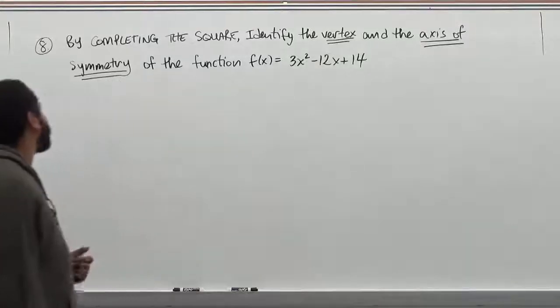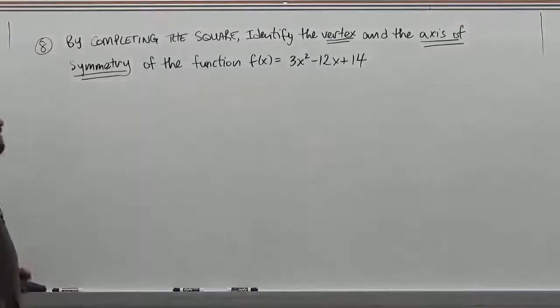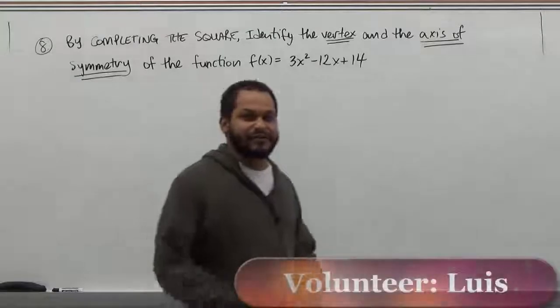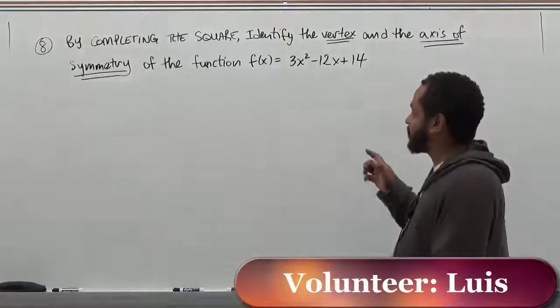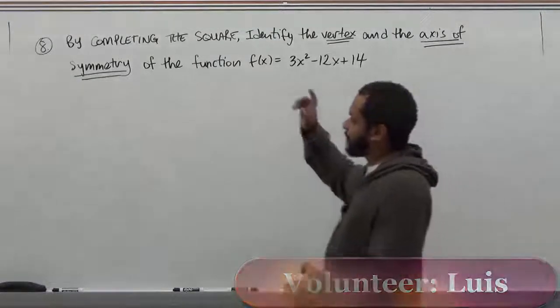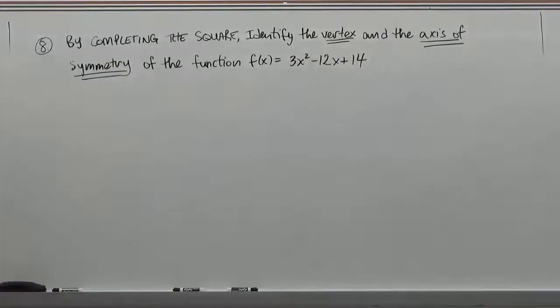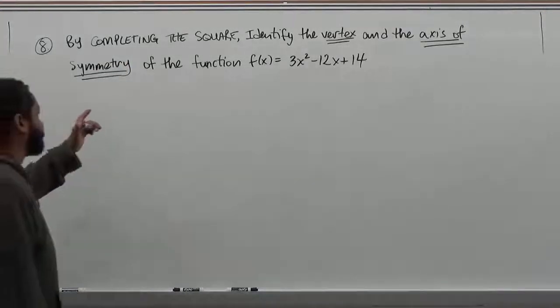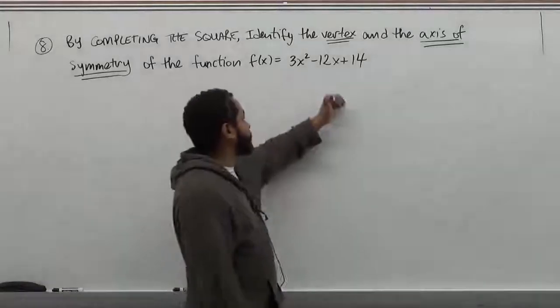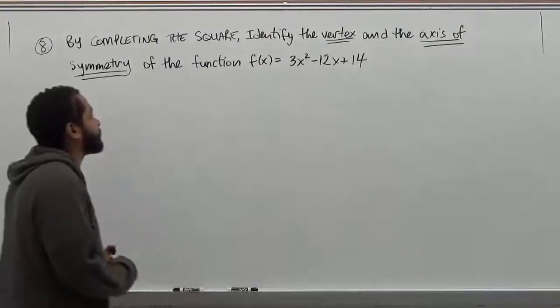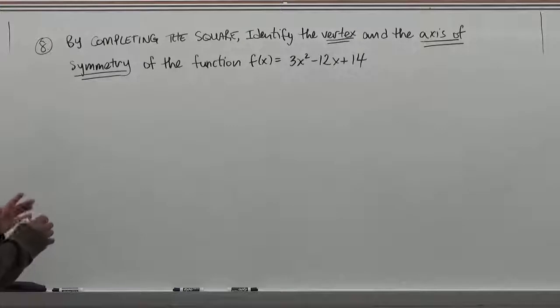Welcome to helpyourmath.com. In this video, we're going to do problem 8 in the MAT206.5 final review. In this problem, what we have to do is use completing the square. The instruction says, by completing the square, identify the vertex and the axis of symmetry of the function f of x equals 3x squared minus 12x plus 14. So in this case, we're going to use the completing the square method.